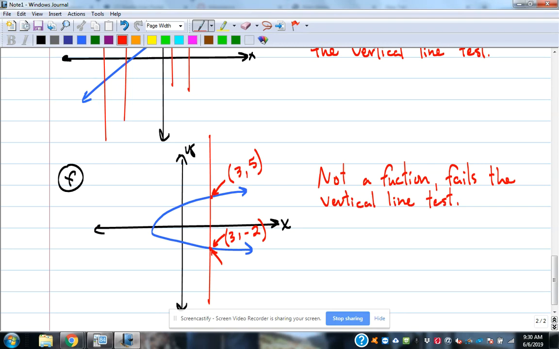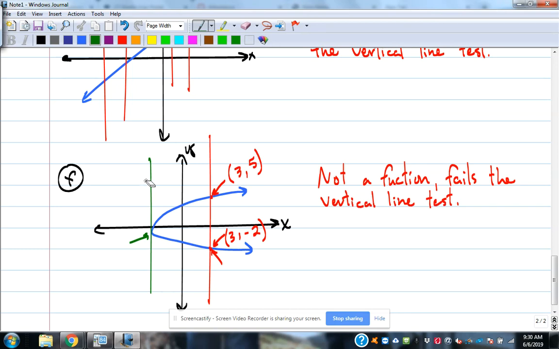The vertical line test does find us places that there are repeated X values. There's only one place that I could place that vertical line and it not touch twice, and that would be way down here right at that edge. See how it's barely touching right there? That one single place passes the vertical line test, but there's just tons of places where it fails it. So if it fails it in one place, it fails it completely.